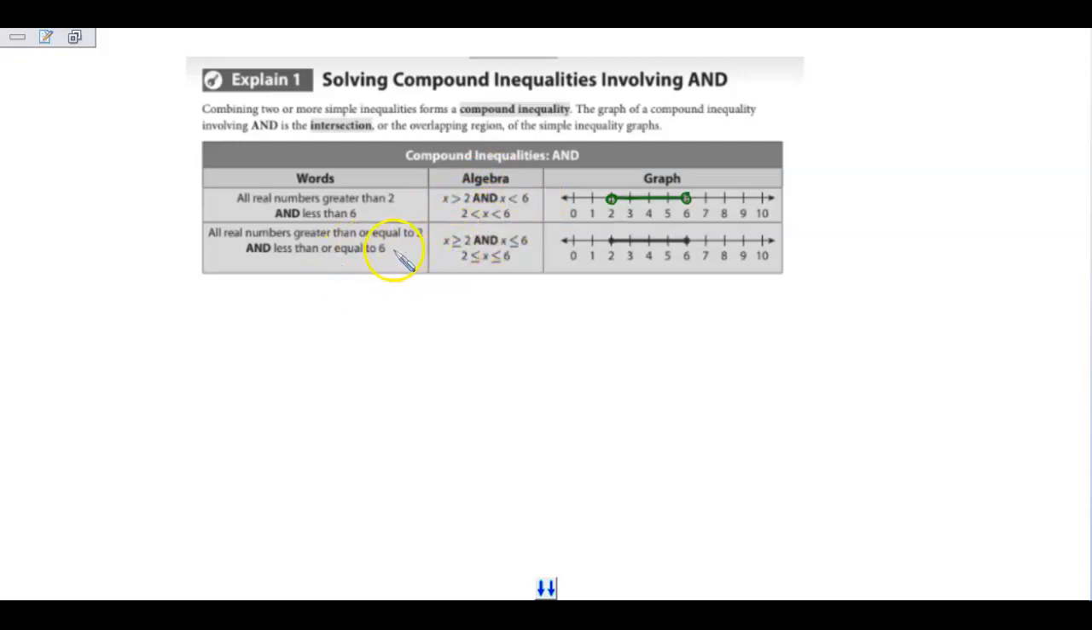This one is all real numbers greater than or equal to 2 and less than or equal to 6. So now they've included the "or equal to," and the only difference is that it is a closed circle on each end, including all numbers in between. So it can be 2, it can be 2.5, it could be 3.25, it could be 4.78, all the way up to 6. Any number found between these two, plus these two, is a solution to this inequality statement.